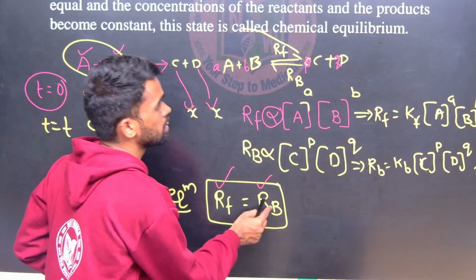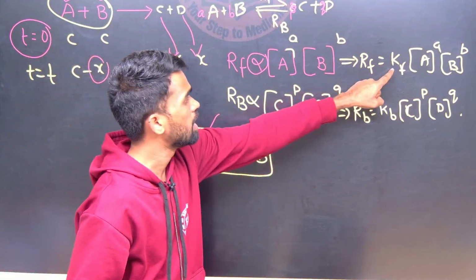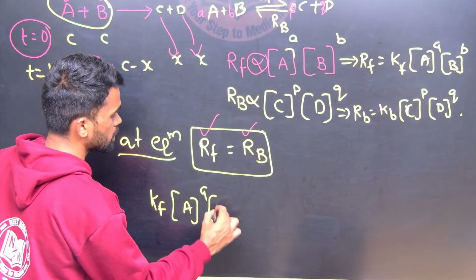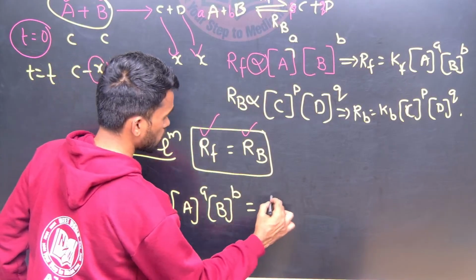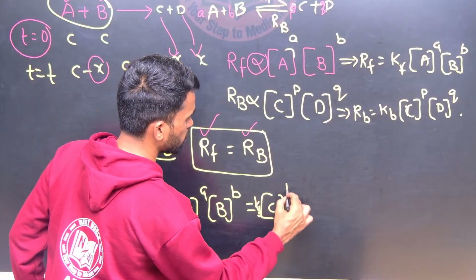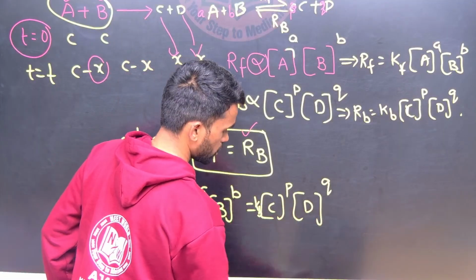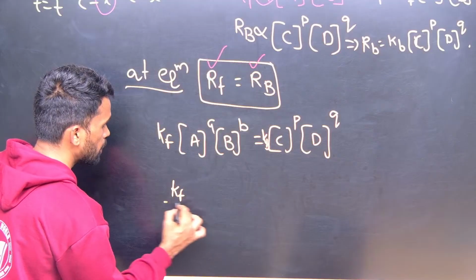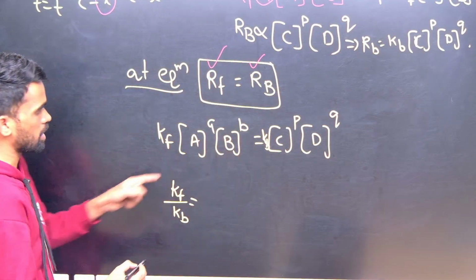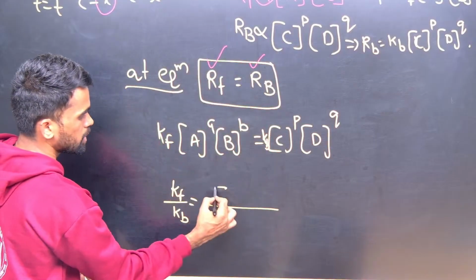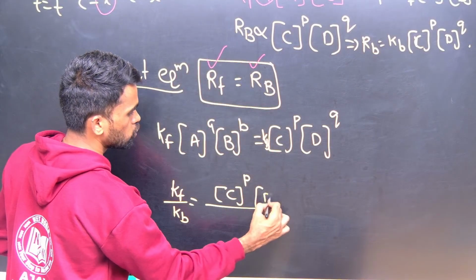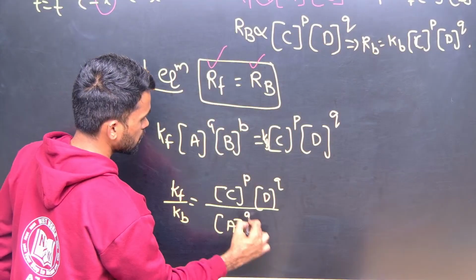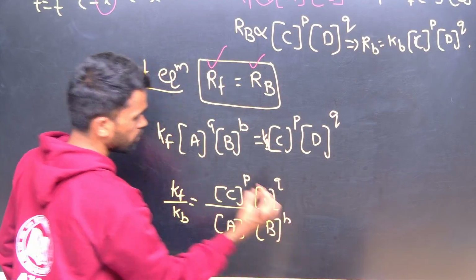So it means RF equals RB, and in place of RF and RB I can write this now. Kf into the concentration of A to the power a, concentration of B to the power b, equals Kb into the concentration of C to the power p and D to the power q. Now I am taking the ratio of the two, Kf by Kb. It means the concentration of C to the power p, D to the power q, and I am sending this over there, concentration of A to the power a and B to the power b. We will get something like this now.